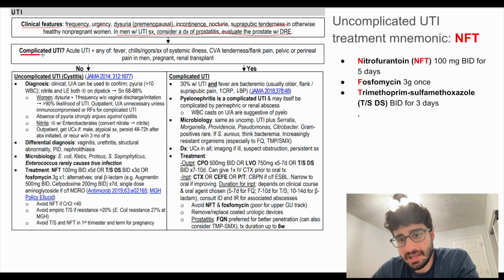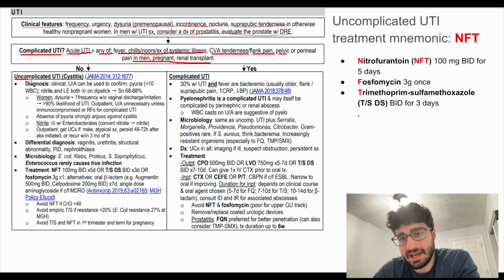We next distinguish complicated from uncomplicated UTI. A complicated UTI is defined by the presence of acute UTI symptoms plus at least one of the following: fever, chills, or rigors, signs of systemic illness, costovertebral angle tenderness, flank pain, or relevant host factors such as male sex, pregnancy, renal transplant, or anatomical or functional urinary tract abnormalities. Complicated cases are more likely to involve resistant organisms, and as a result, they require longer courses of antibiotics.